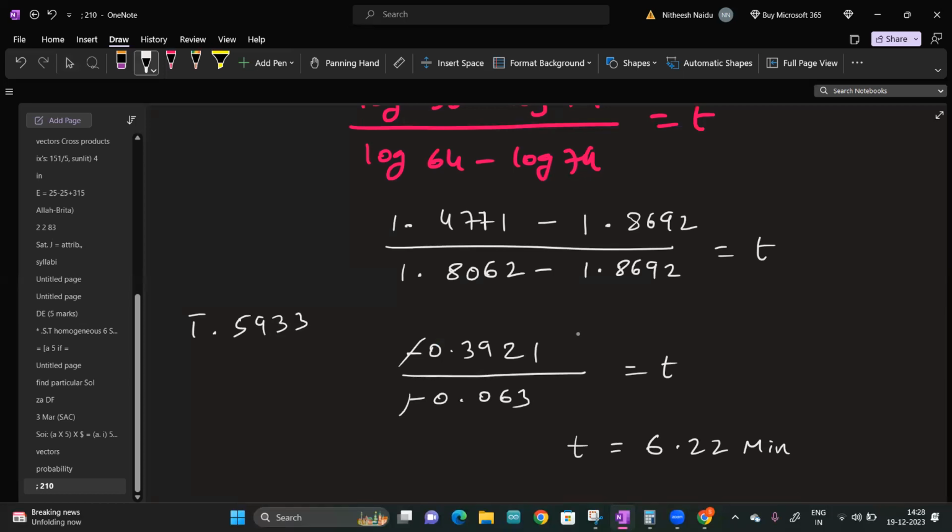5933. Okay, look at the denominator. How much is the characteristic value? 2 bar. 2 bar it is. Okay, 2 bar. 6330 is how much? 630, sorry. 630.